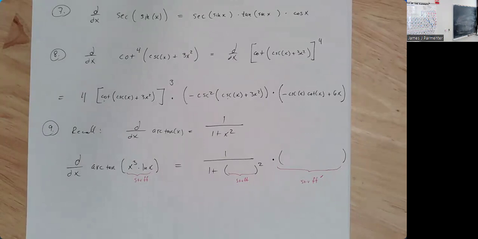Correct. Okay. Because you're not taking the derivative of the arctangent of x, which is 1 over 1 plus x squared. You're taking the derivative of the arctangent of some stuff. So you should really be getting 1 over 1 plus the stuff squared.